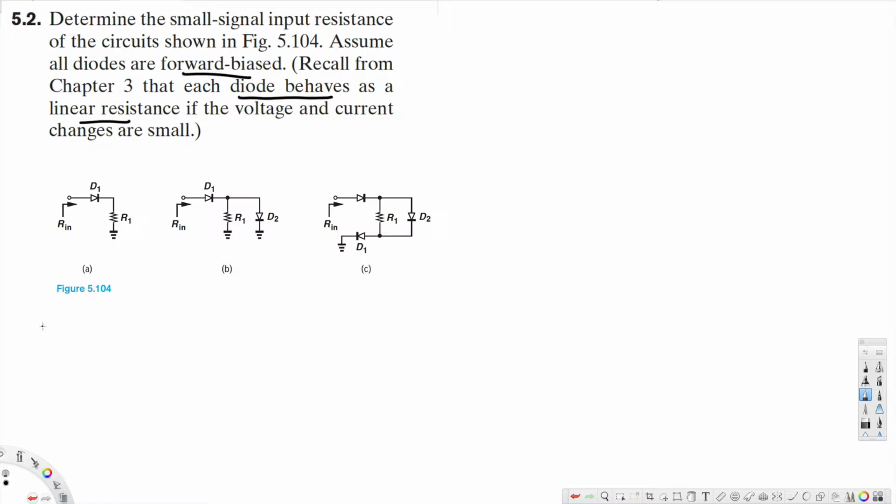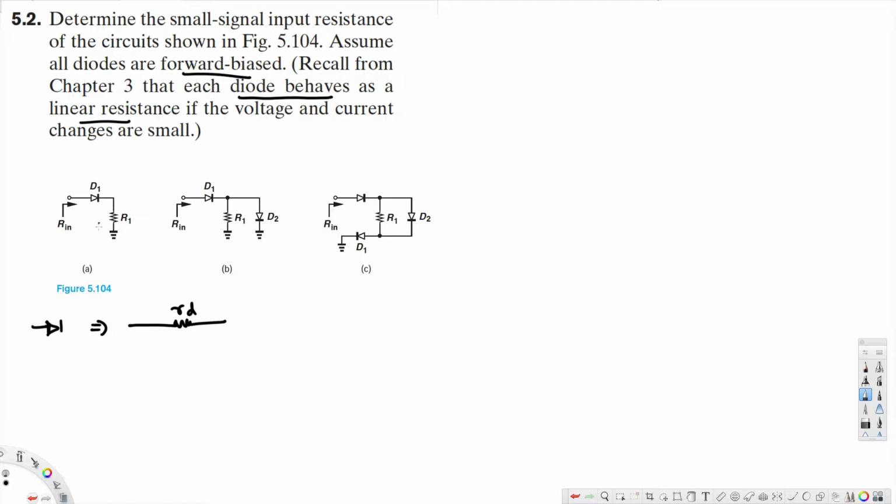So what that means is each of these diodes can be replaced with a linear resistance RD. That's what we are going to do. Instead of this diode, we are going to add this resistance and then calculate Rin.